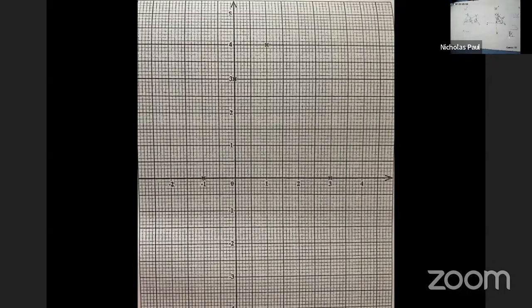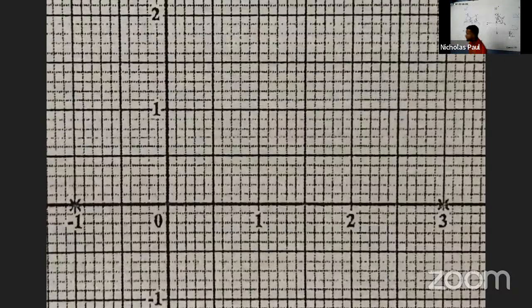Split the graph in 4, yeah? Okay, split the graph in four. And as I said, 2 centimeters to 1 unit. So you should have positive and negative values. And when you finish, go ahead and plot.